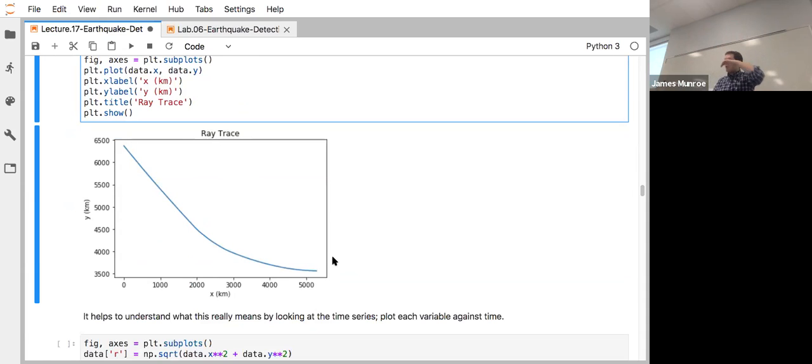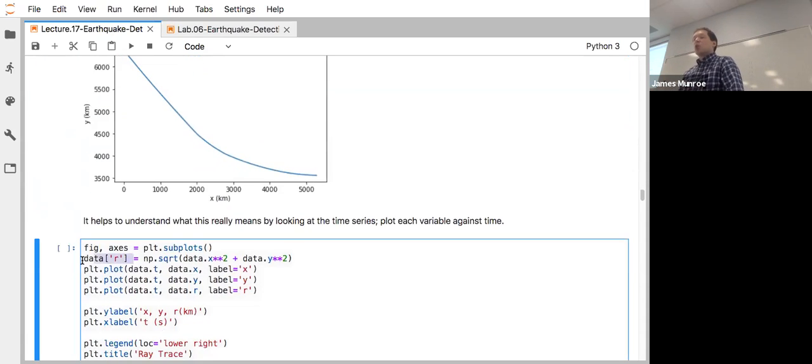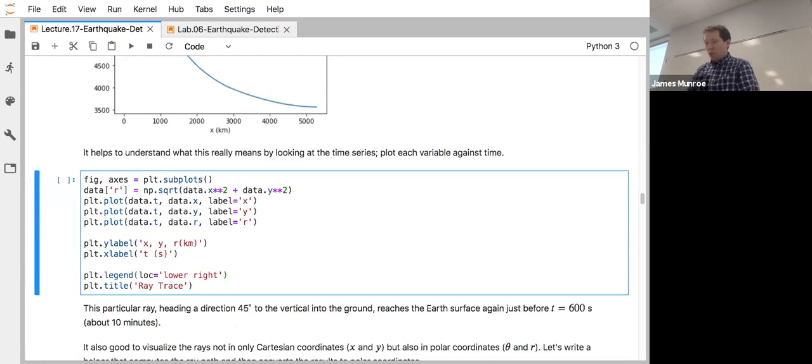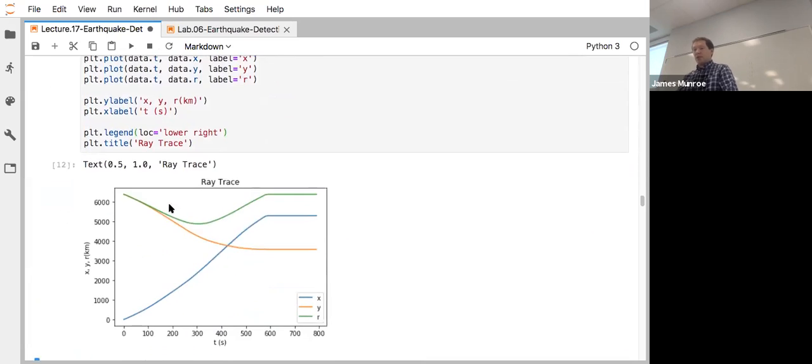Remember, we're starting off at the top of our planet, near the surface, at a radius of the Earth away from the center, and it's propagating at an angle to the vertical into the Earth, and it comes out at the radius again. Now, to understand what's going on in this plot, it's helpful not to only plot x versus y, but to plot the variables all versus time, because there's really a time series going on. x, y are changing with it. So what I can do is calculate the radius as a function of time, and then plot x versus t, y versus t, and the radius versus t to really understand what the trace of the ray is.